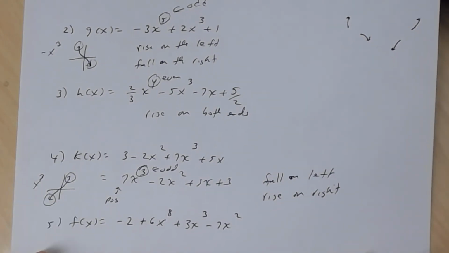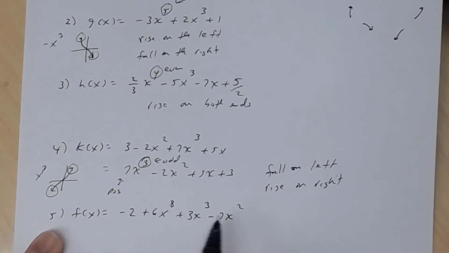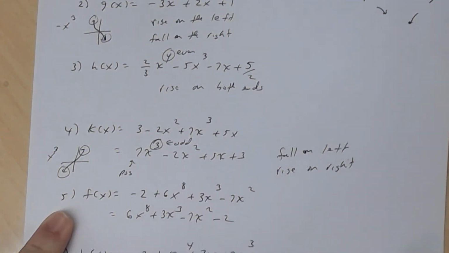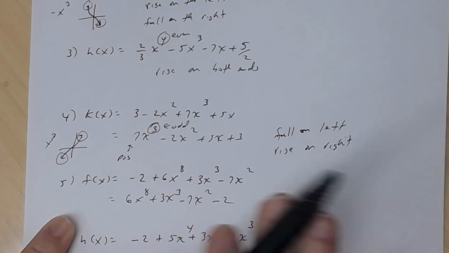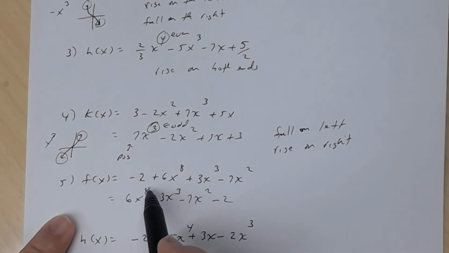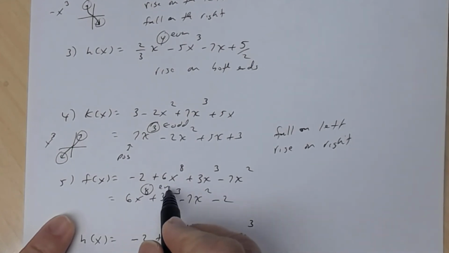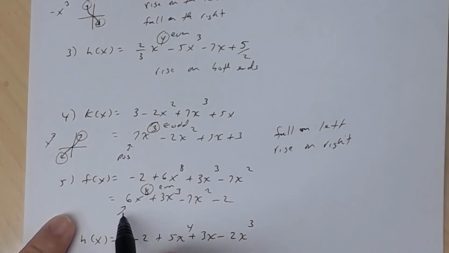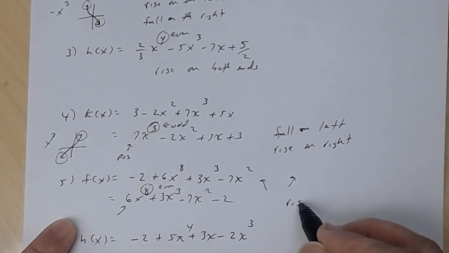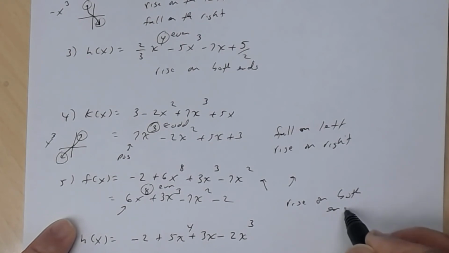Number 5. Is this in descending order? No, let's put it in descending order. So this would be 6x to the 8th plus 3x cubed minus 7x squared minus 2. You're not graphing any of this. You're just looking at what it does on the outside. The degree of the polynomial tells you that. The degree of this polynomial is 8. That's even. The leading coefficient is positive 6, so it's going to rise on both ends.